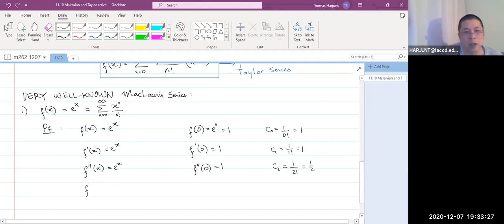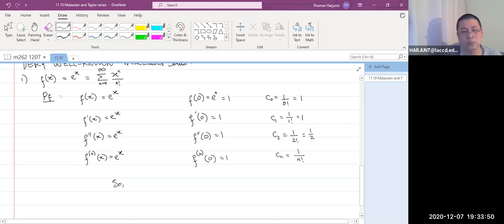So you see that every time I do the derivative, any derivative of e to the x is e to the x itself. And the nth derivative of the function at 0 will be 1, such that cn will be 1 over n factorial. So the function f(x), the Maclaurin series, of course centered at 0, will then be cn, which is 1 over n factorial, times x to the n, which is x to the n over n factorial.